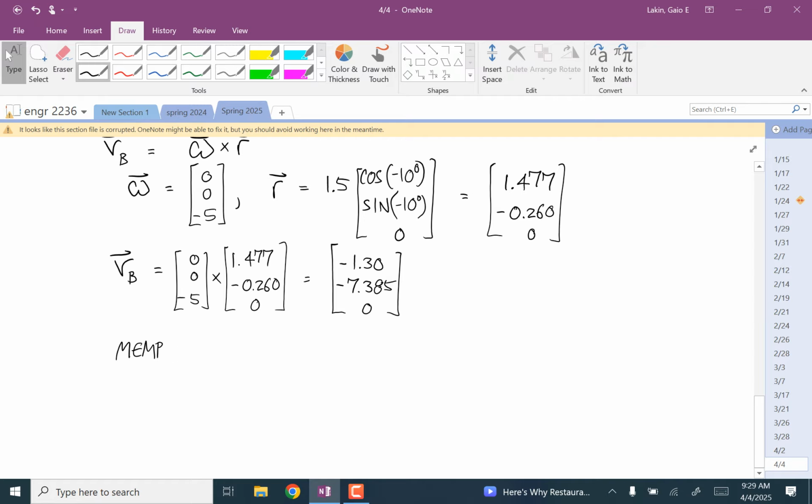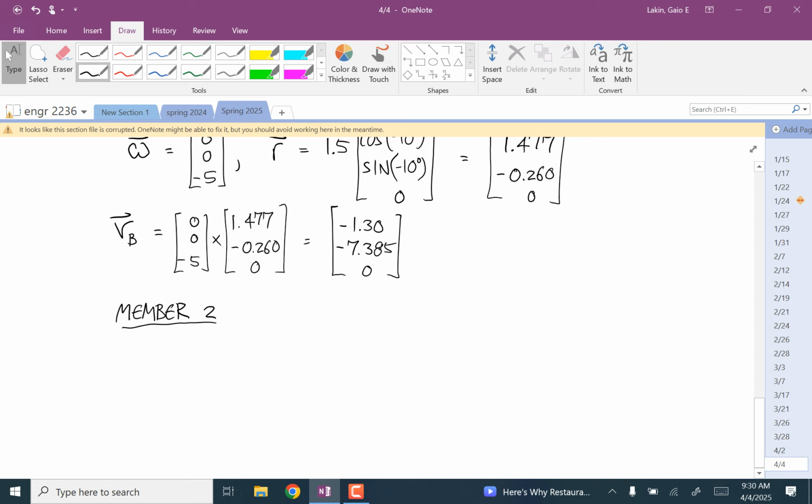And now we'll do that according to member 2. But member 2 is a little more complicated because there's no fixed point, so we have to use relative motion. We're going to use that the velocity of B relative to the ground is equal to the velocity of B relative to the center of mass of member 2 plus the velocity of the center of mass of 2 relative to the ground.